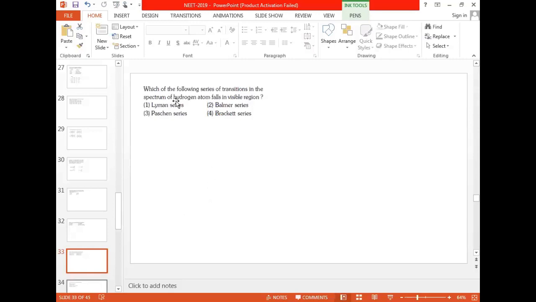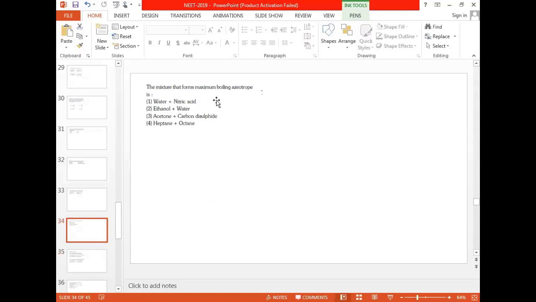Now come to the next question. The mixture that forms what type of azeotrope, minimum or maximum? Maximum boiling azeotrope means positive deviation or negative deviation? Negative deviation from Raoult's law. Which one shows this? First option, water and nitric acid, we can see the negative deviation. That time it is a maximum boiling azeotrope.